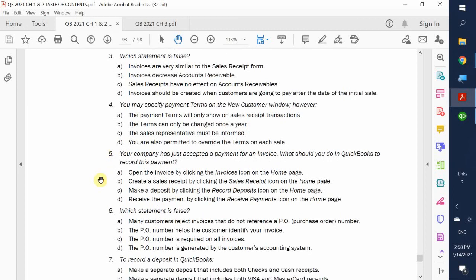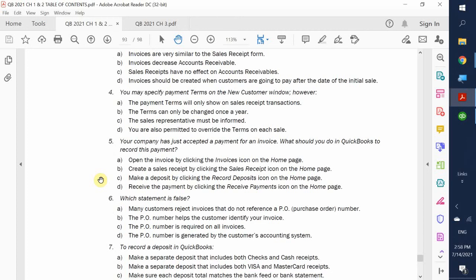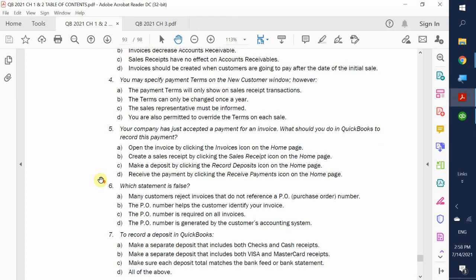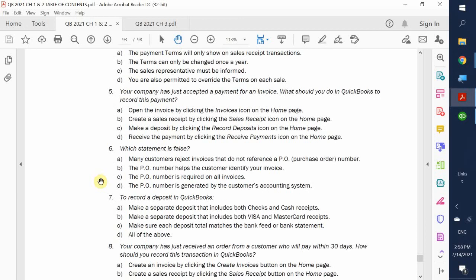All right, question number 5. Your company has just accepted a payment for an invoice. What should you do? D. Yes. D, receive the payment by clicking on receive payments is correct. All right, number 6, which statement is false?